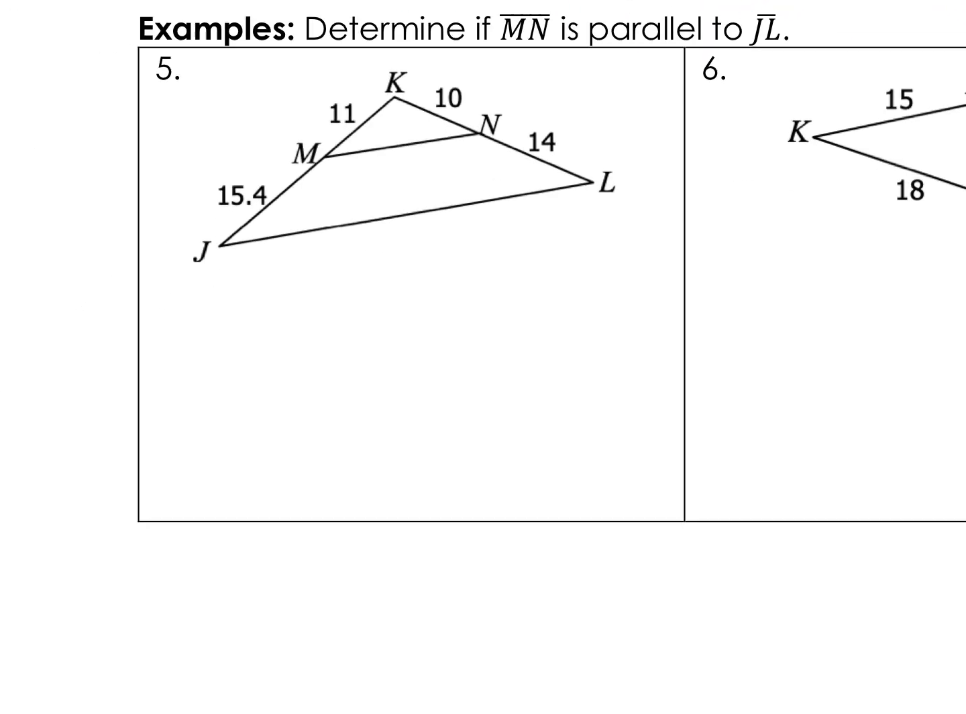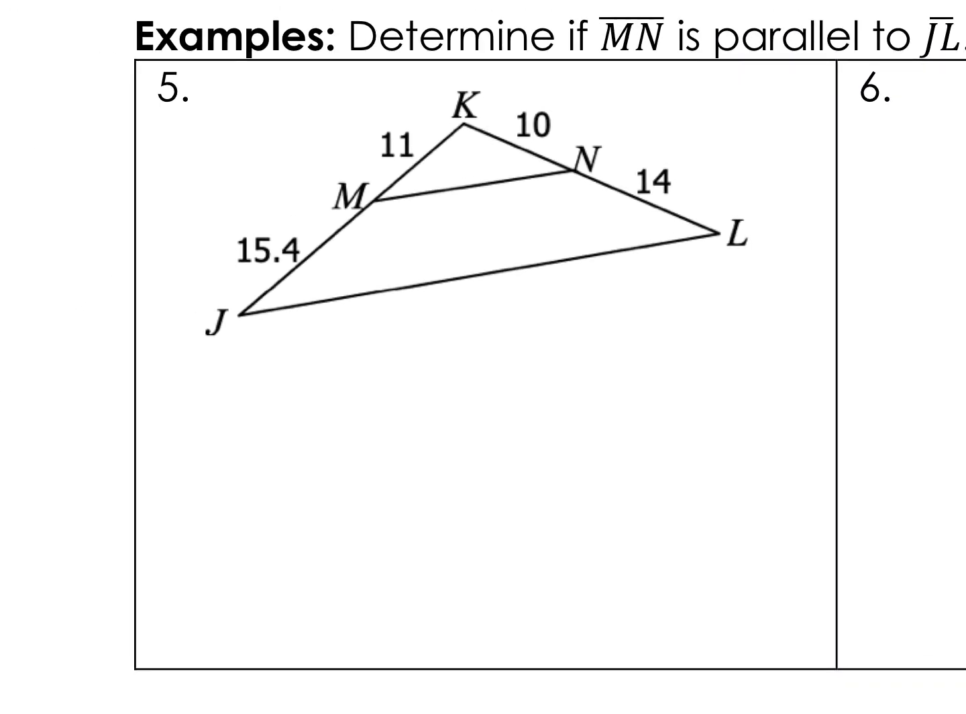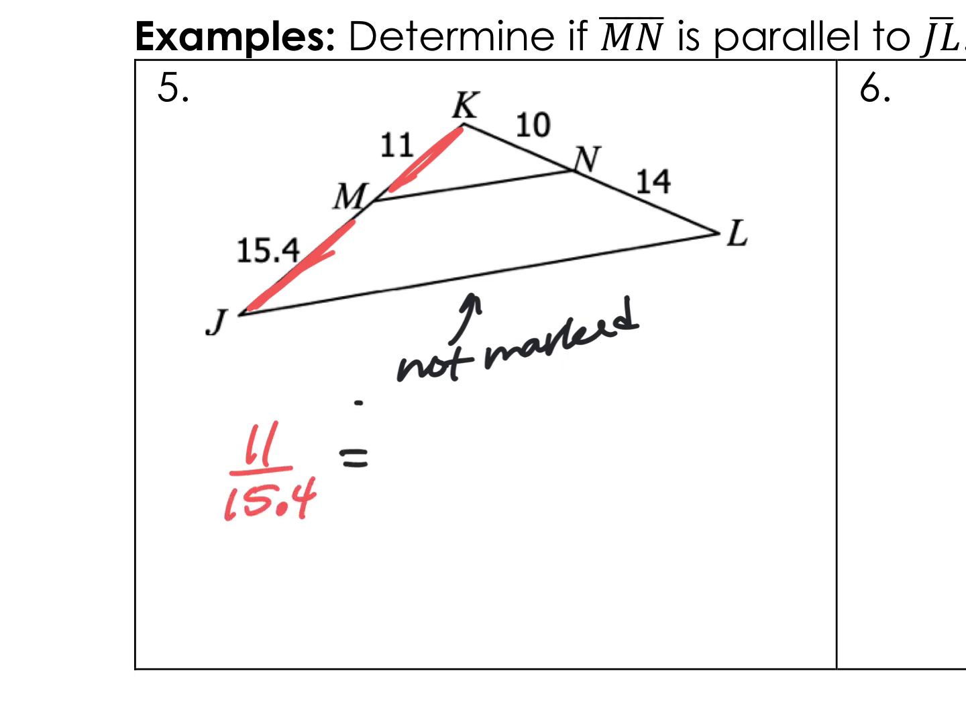So if we look here at number 5, we're going to compare these sides. Notice it's not marked. Again, we're not assuming. It's not marked, which is why you now have to prove it. So we're going to do 11 over 15.4. We would like to see, is that equal to the other ratio? I keep saying proportion, I meant to say ratio. 10 over 14. Are these equal? No.